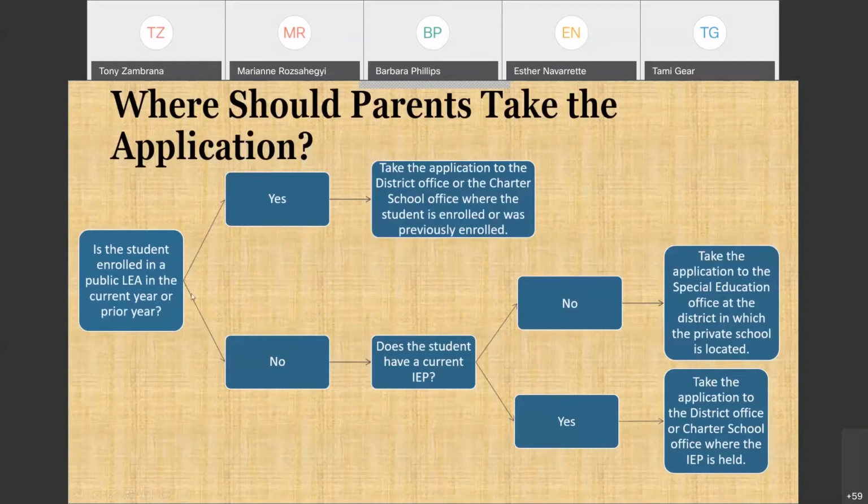If the answer to that is no, then the next question you need to ask is if the student has an IEP currently. If the answer to that is no, then the parent of the student will take the application to the special education office at the district in which the private school is located. If the answer to the current IEP is yes, so the student does have a current IEP, then the parent of that student will take the application to the district office or charter school in which the IEP is held. Are there any questions on that?